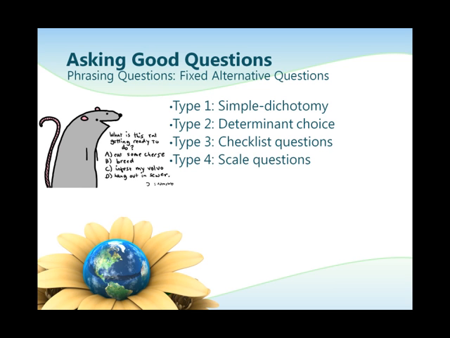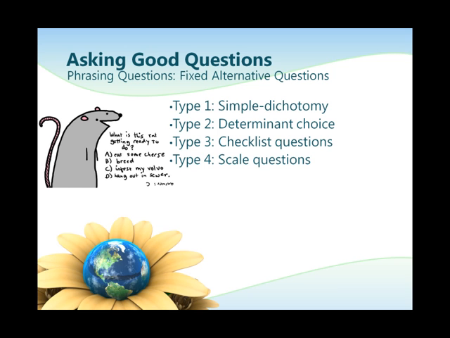The fourth type are scale questions. These ask people the strength of their beliefs. For example, do you strongly agree, neither agree nor disagree, or strongly disagree, or the frequency with which a respondent performs a behavior. So, for example, if I asked how often do you play World of Warcraft, the scale might be daily, 3 to 6 times per week, 1 to 2 times per week, once a month, or never.